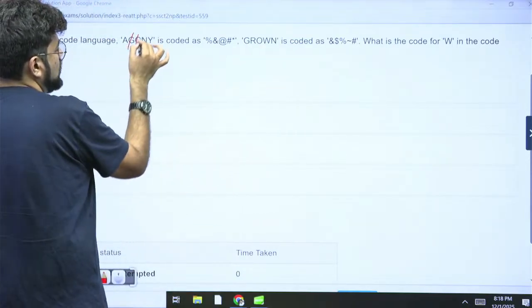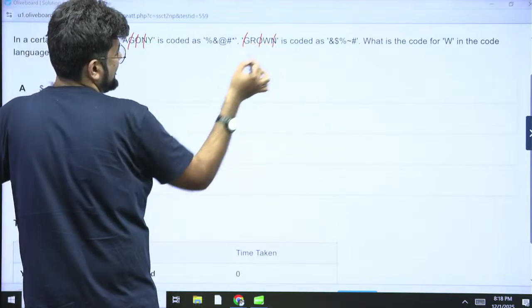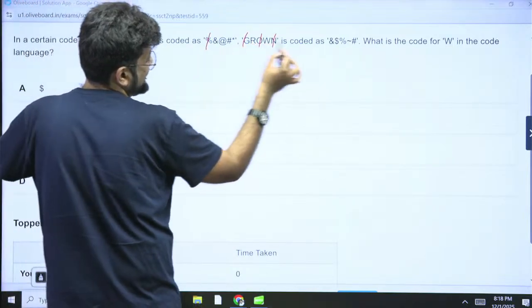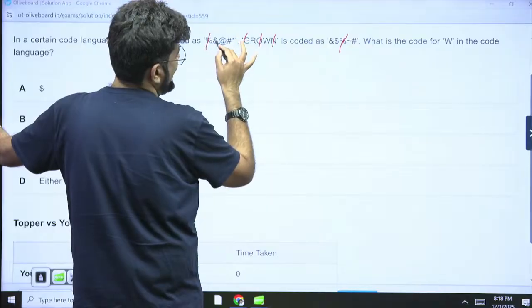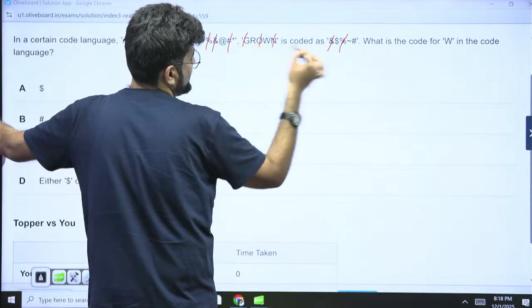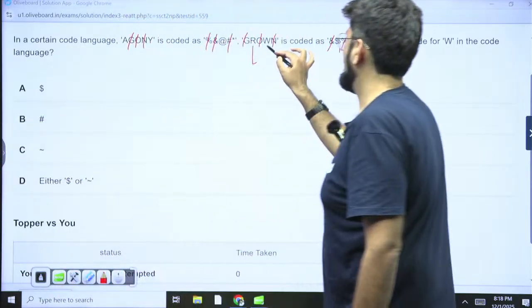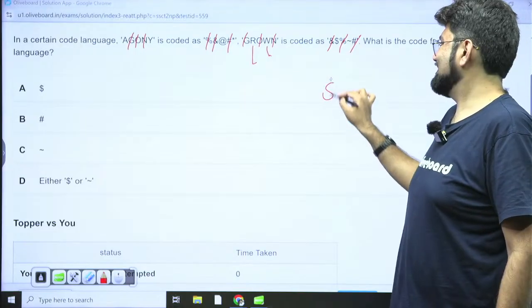So GON, GON. What are the common codes? We have percentage, we have ampersand, and we have hash, which are deleted. So now we are left with the codes for R and W, which is dollar and this sign.